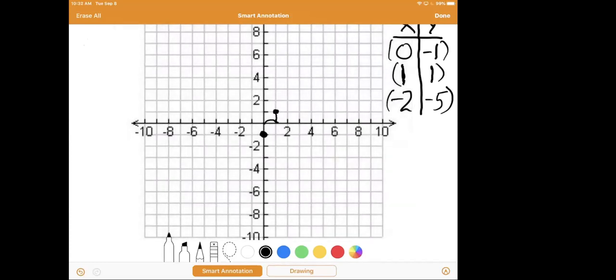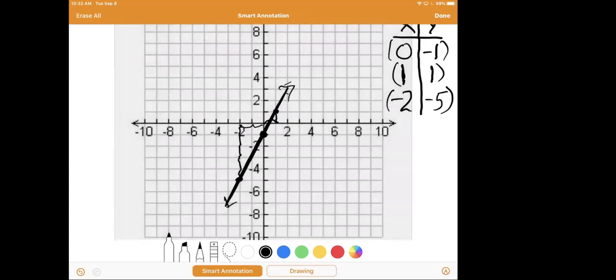And there's another point. And then (-2, -5): we move 2 to the left because it's negative, and then we drop down 1, 2, 3, 4, 5 to right there. Those are our 3 points. And as you can see, those 3 points, I'm grabbing a ruler here, those 3 points do form a line.